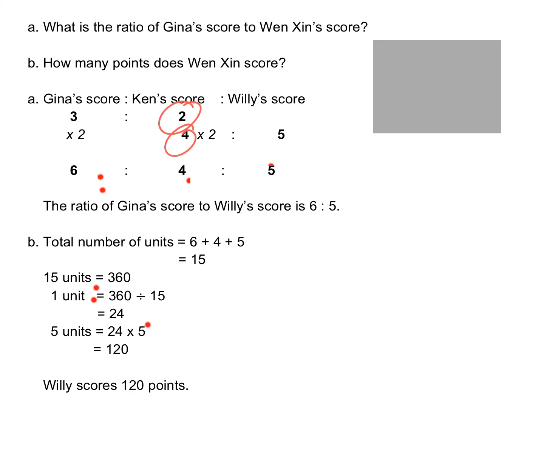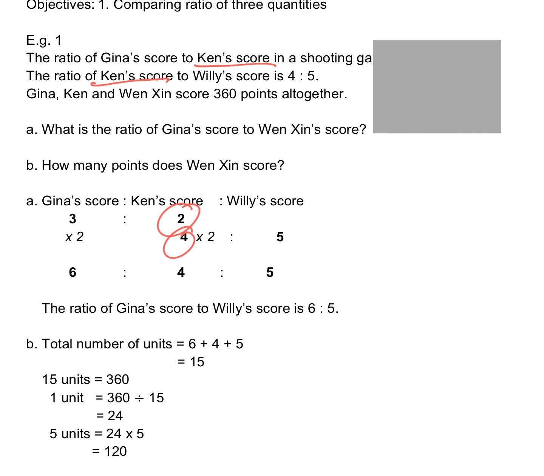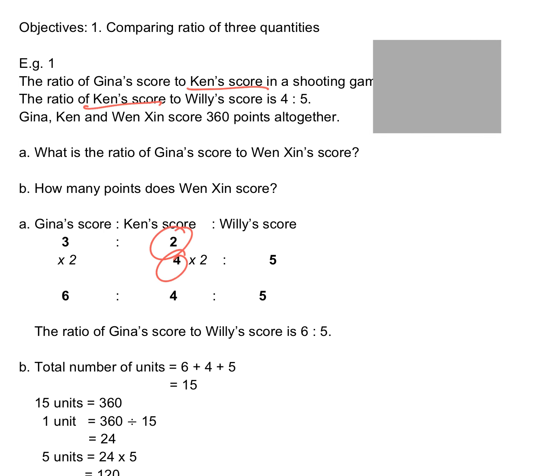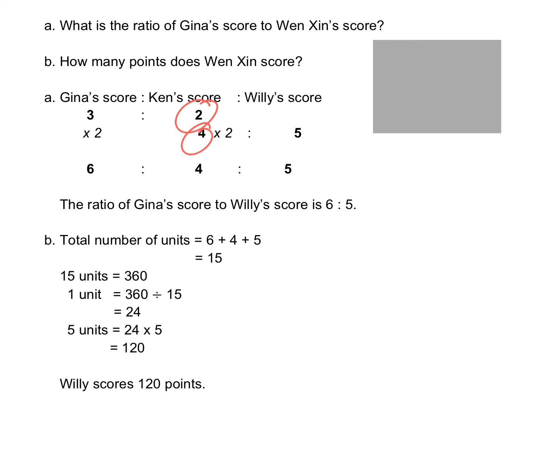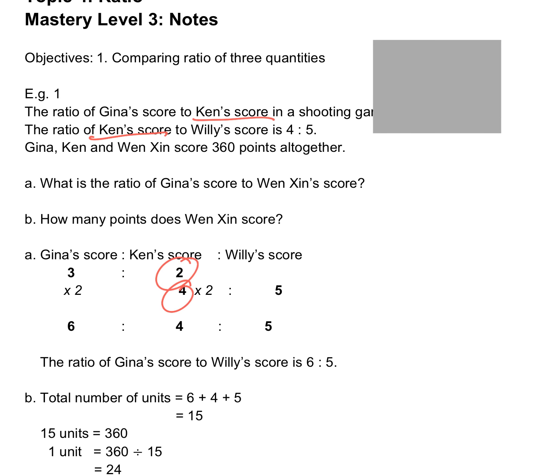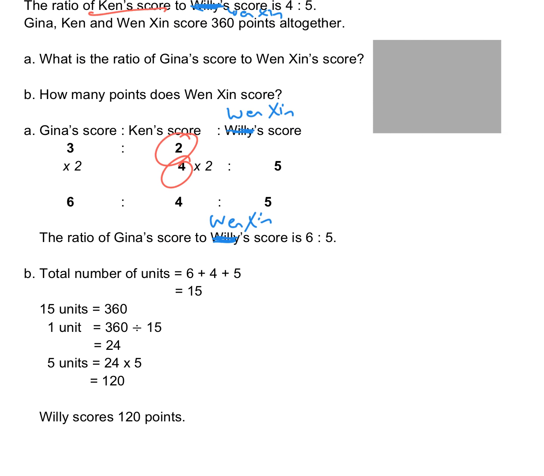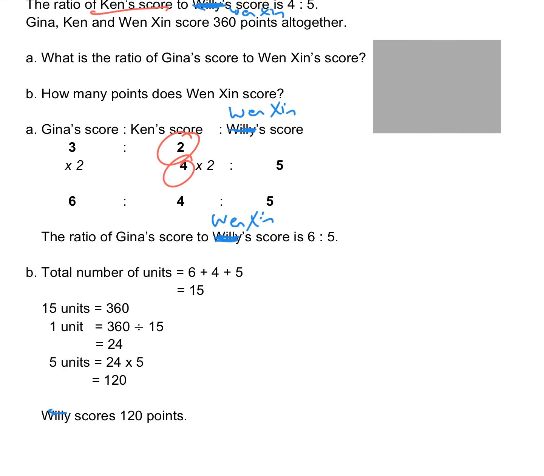And they ask for, okay, here there's some typo, it's not Wenxing. Okay, some error over down here. Is it Really or Wenxing? Wenxing. Okay, so maybe we just change all Really to Wenxing. Yeah, change this to Wenxing. So Wenxing is 5 units. So that's 120 points.